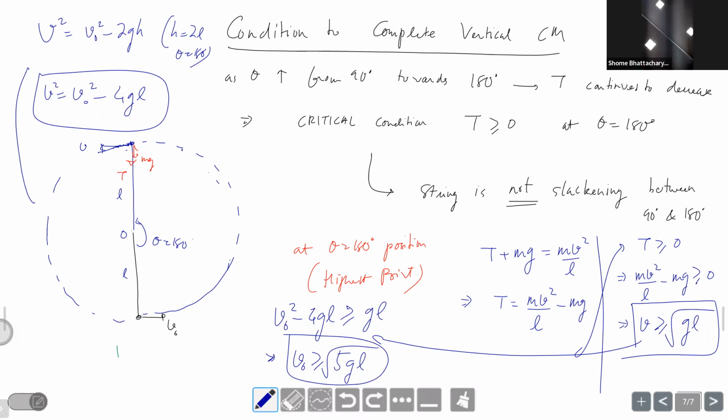So whenever we are given a problem where we are given the numerical value of V naught at the bottom, we have to always compare it with root 2GL and root 5GL. If it is less than root 2GL, it's a pendulum circle. If it is between root 2GL and root 5GL, that means at some point the string will slack. And only if it is greater than equal to root 5GL, it will complete the circle.